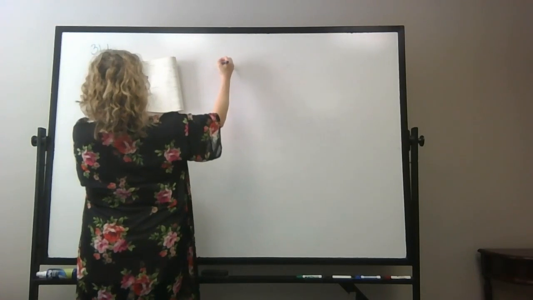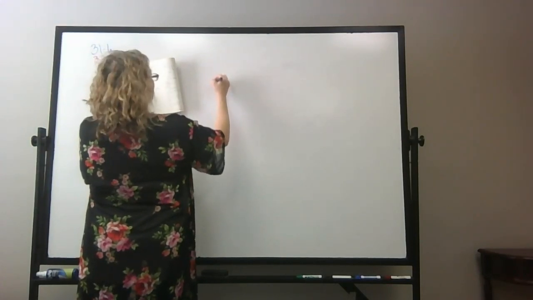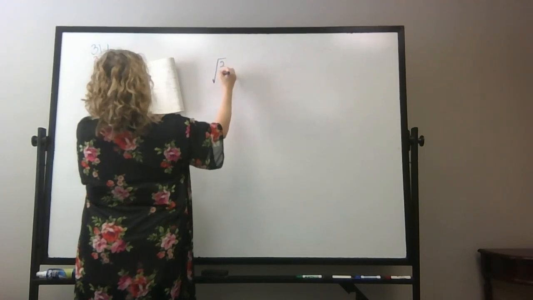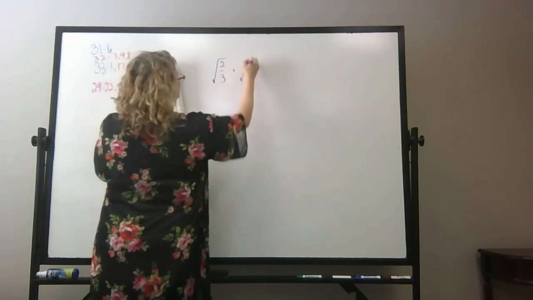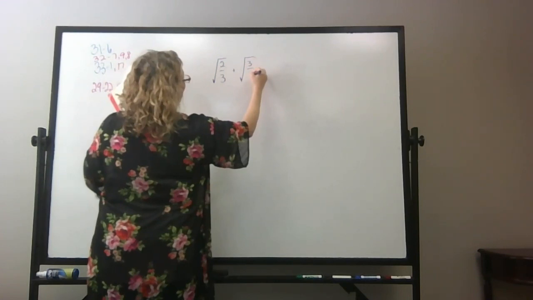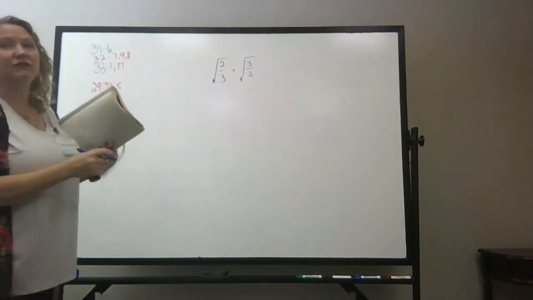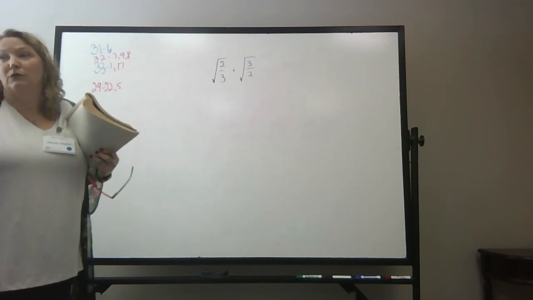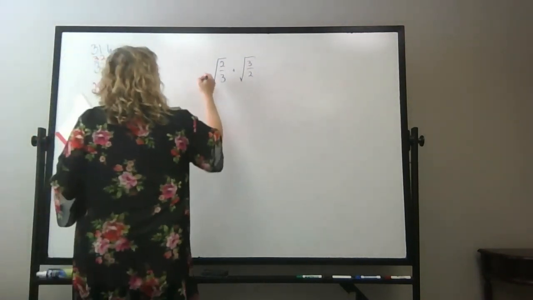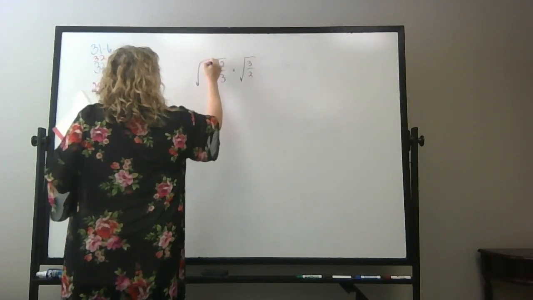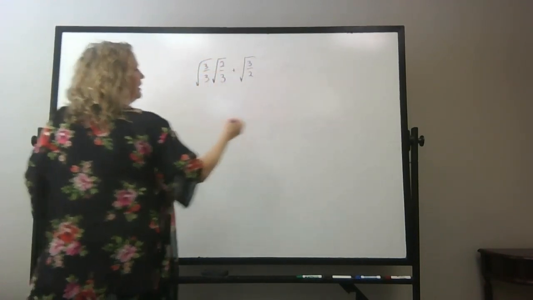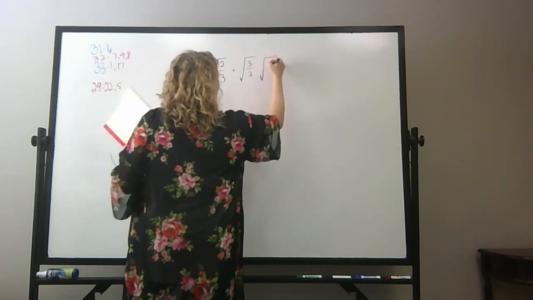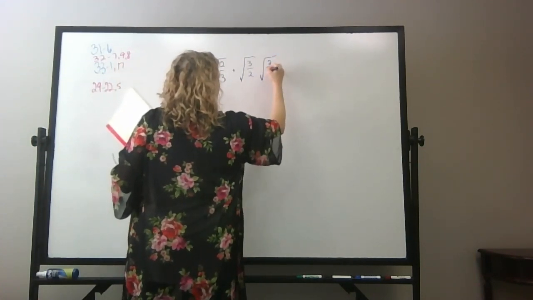All right, so I'm going to start off here, number 7. My problem is the square root of 2/3 plus the square root of 3/2. All right, so remember that I get rid of the square root in the denominator by multiplying top and bottom both by that same square root that's in the denominator. So over here, I'm going to multiply this by √3 over √3. And this one over here, I'm going to multiply by √2 over √2.